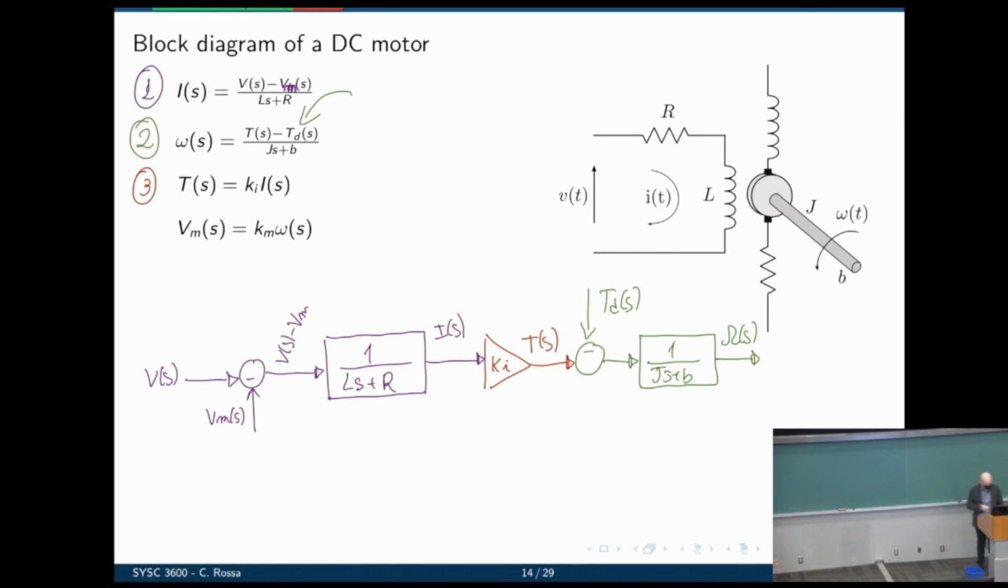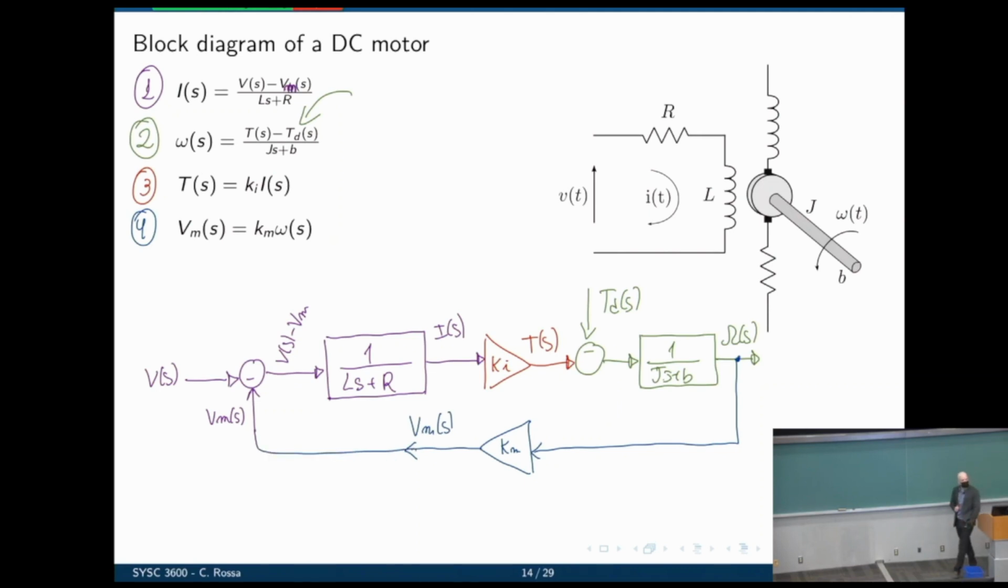Now we can go to our last equation, equation number 4. We see here that if you multiply omega by Km, the result is Vm of S. So that can be connected back to the input, to the sum in the input, and that closes the loop. Okay. Now this represents all these 4 equations.